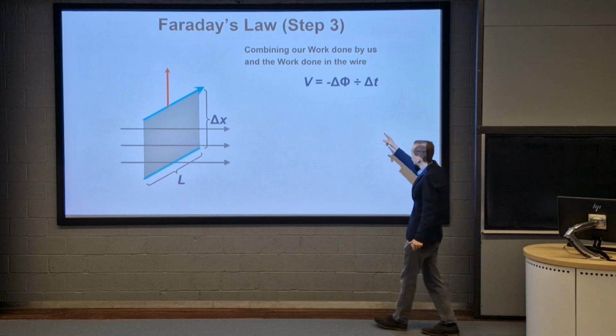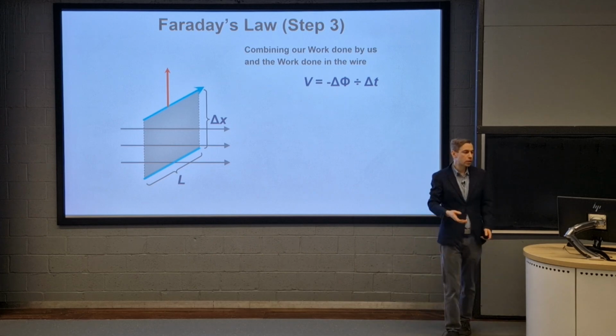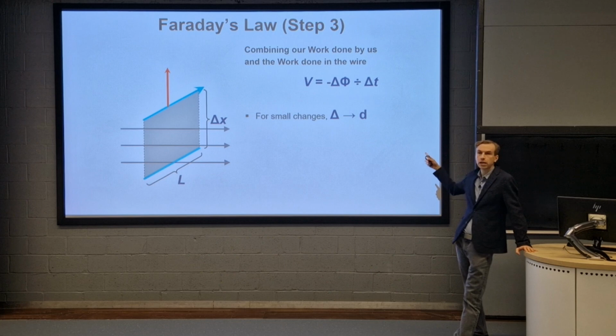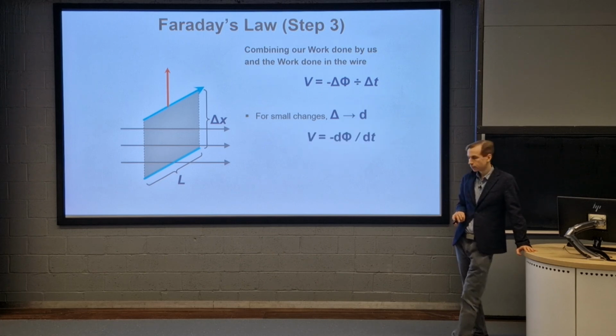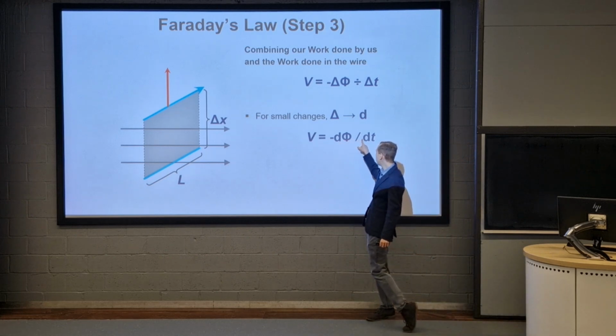So in physics, we usually use a capital delta, the triangle, to mean a big change. If we're just thinking about a small change, we use a little d. If you've done calculus, you'll have seen this kind of notation before. So we can write exactly the same equation, but instead of a capital delta, we write it with a little d. So we know that the voltage is equal to minus dΦ by dt.